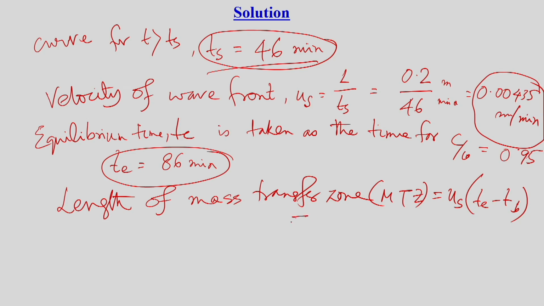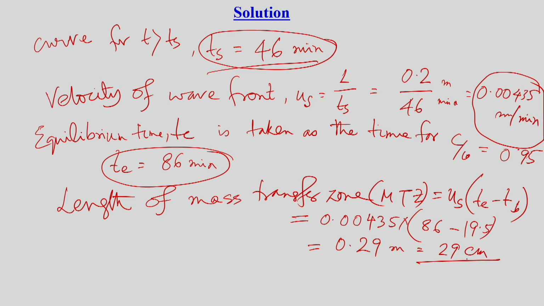So, that is coming out as Us = 0.00435 × (T = 86 − TB = 19.5). From there we will be getting 0.29 meter, or we can say 29 centimeter. So, the length of this mass transfer zone is 29.